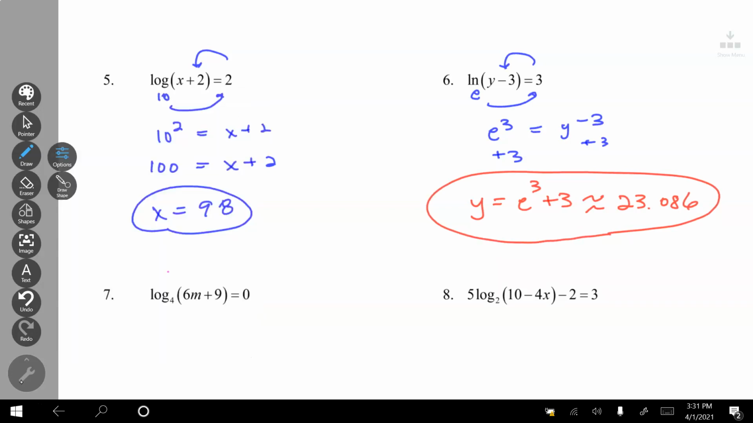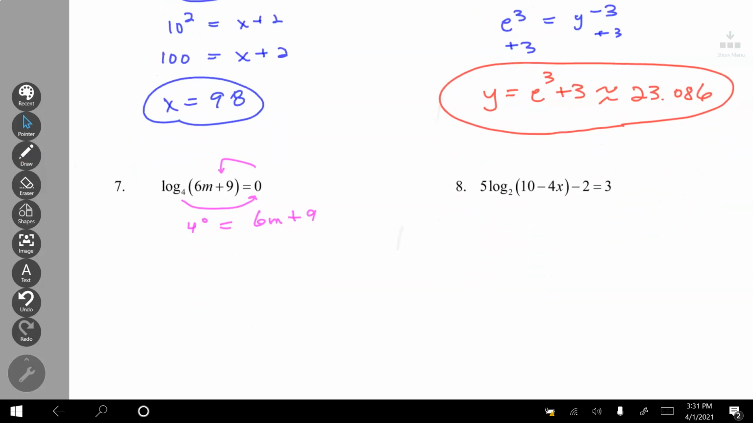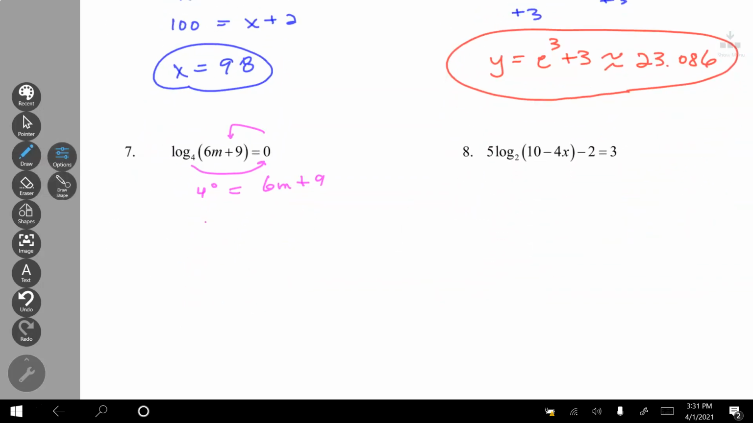This one I'm going to curl. I get 4 to the 0 equals, when I curl it back, 6m plus 9. Well, 4 to the 0 is 1, is 6m plus 9. Subtract 9. Divide by 6. I get negative 4 thirds is equal to m.